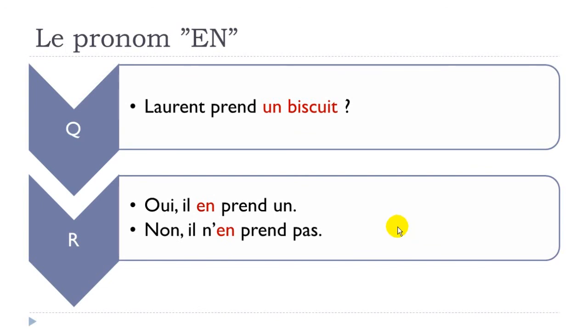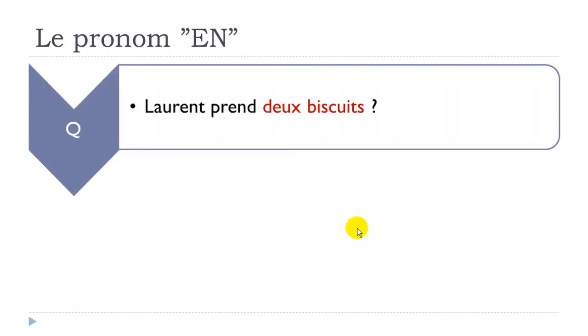So remember, we saw that previously. If you get un biscuit, in that case you get to state the amount here, un. Okay, so in that case it's masculine, un biscuit, so it's un. Oui, il en prend un. Okay, so you put un before the first verb. Non, il n'en prend pas. Laurent prend deux biscuits.